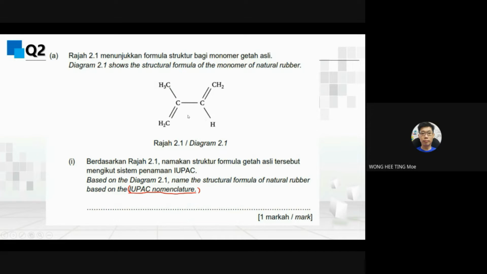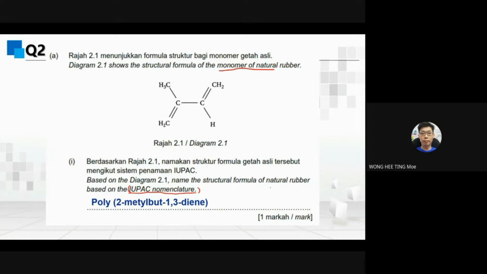Okay, 2-methyl-buta-1,3-diene. Natural rubber. Formula for the... we need to put in the... Okay, Dong Kyung, you mentioned 2-methyl-buta-1,3-diene. This is the monomer. This is the monomer, right?